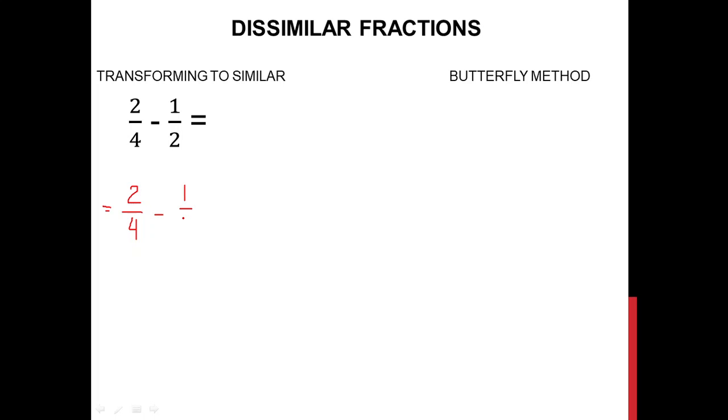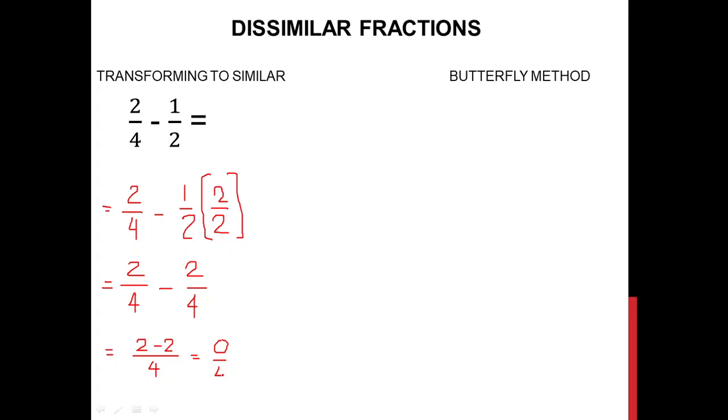minus 1/2. So let's multiply this by 2 over 2 so that they'll have the same denominator. So you have 2 over 4 minus 1 times 2, that's 2. 2 times 2, that's 4. So you have now a similar denominator. So let's just copy the denominator here and subtract the numerators. So 2 minus 2, that is equal to 0 over 4. 0 divided by any number is equal to 0.